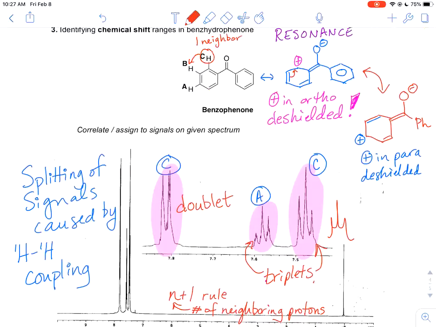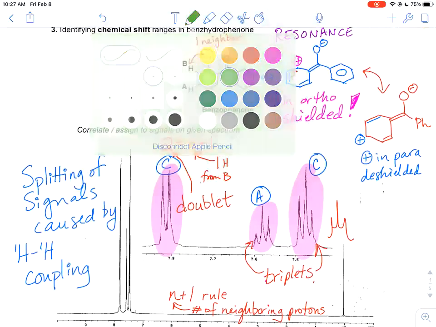Now we can confirm that because we know that C is split into two signals. So if we were to solve for the n+1 rule, because 2 is the doublet, right? That's what we mean by the multiplicity, or how many signals it's split into. So in order for that to be true, n must be 1. And that one neighbor is signal B, the one hydrogen that was assigned to signal B. So that's why C is split into a doublet.